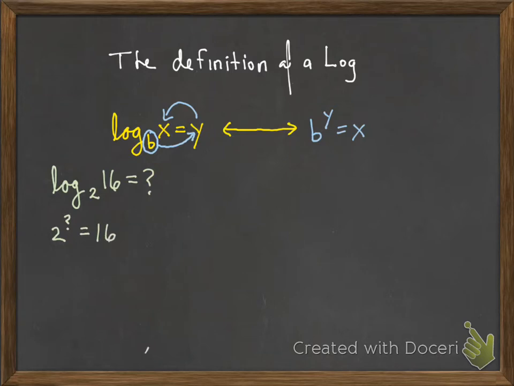We can either use armchair mathematics at this point and say, of course, 2 to the 4th power is 16, or we can make them into the same bases, and since they have the same bases here, the exponents must be equal. So this question mark equals 4. So we know that this is going to equal 4.